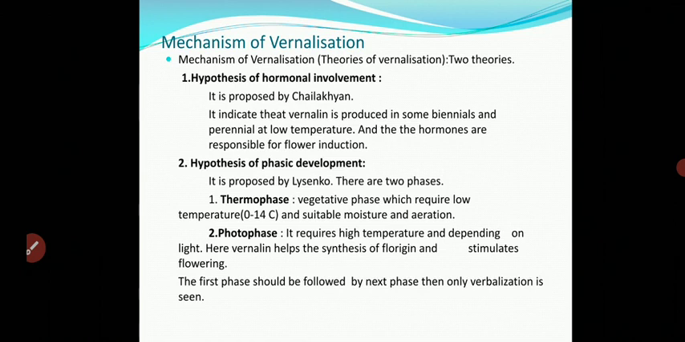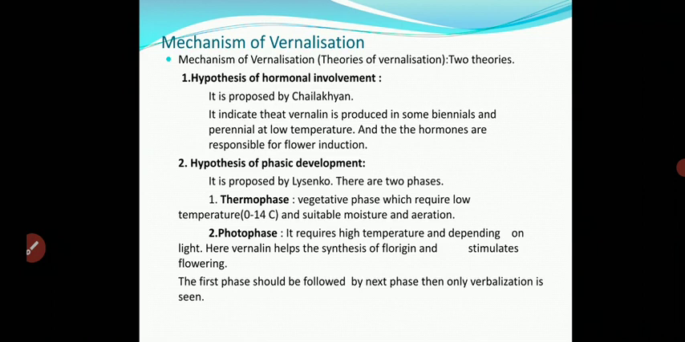It indicates that vernalin is produced at low temperature in some biennials, that is winter cereals, and some perennials, for example chrysanthemum. In long day plants, vernalin is converted to gibberellins, as anthesin is present in long day plants. So anthesin plus vernalin causes flowering in long day plants. But in short day conditions, vernalin is not converted to gibberellins because they lack anthesin. Hence, flowering does not occur. This is the first theory of vernalization.